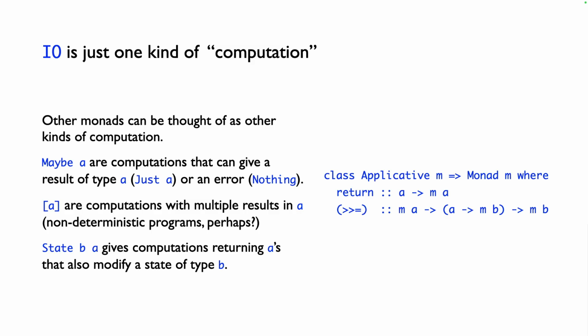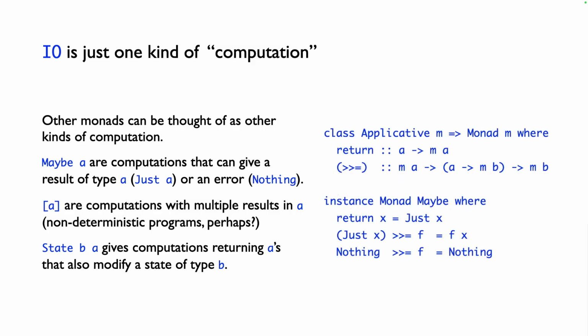But these are all different kinds of computation, if you like, and they all have the property that you can turn an ordinary thing into a thing of that type, and that you can sequence those kinds of computations together in a sensible way. And that's what we do by defining the greater than equal operator, which is sometimes called bind. And I'll explain why in a couple of slides' time.